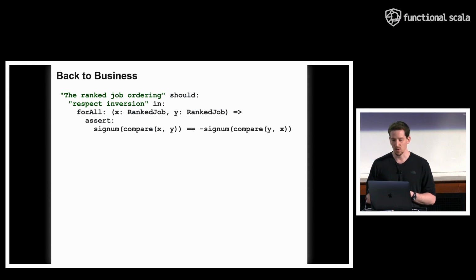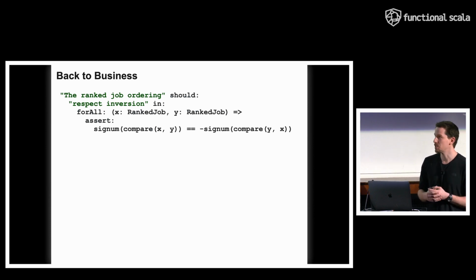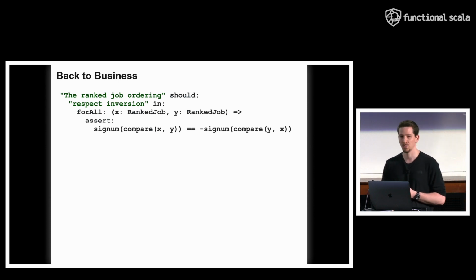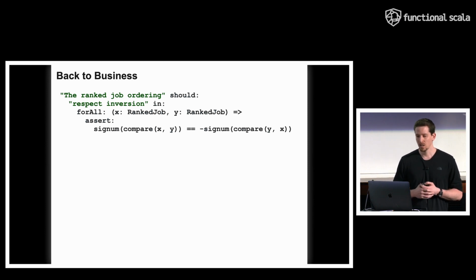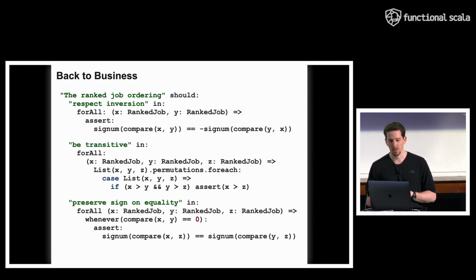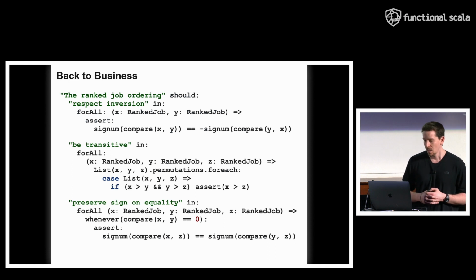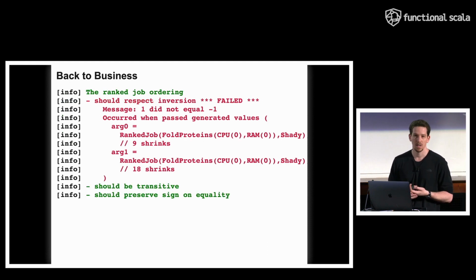So here's the first property. It's just a translation of the documentation directly into executable code. And with a bit of trickery, we can spell out the other properties as well. And we can run those. And it fails immediately and very quickly on the first property. So apparently we're violating the flipping the arguments and flipping the sign thing.